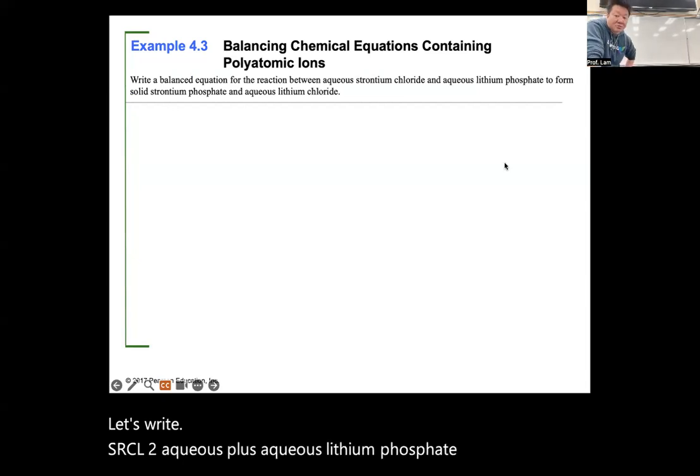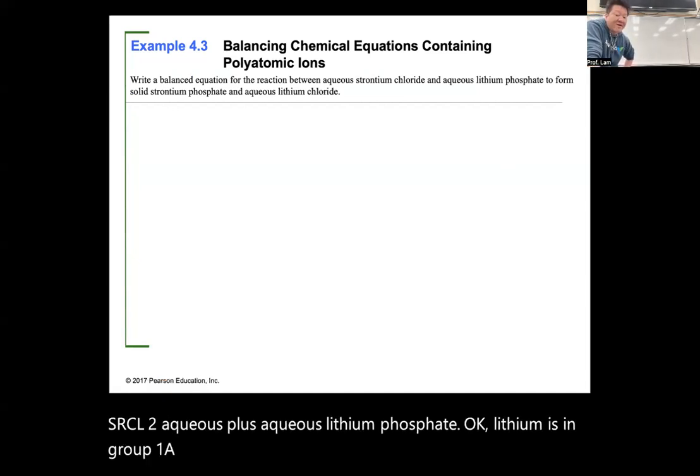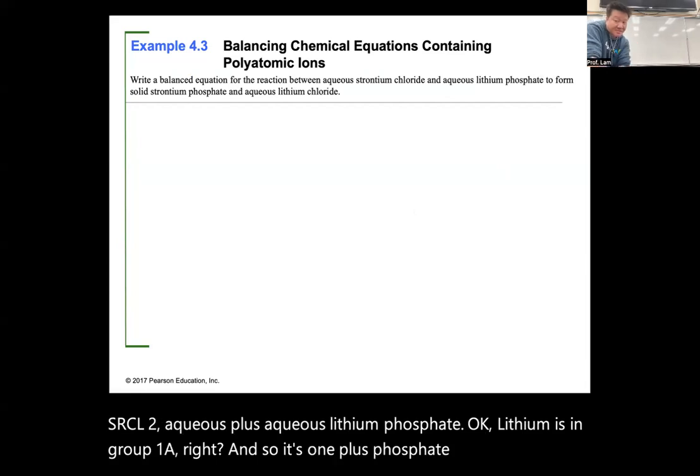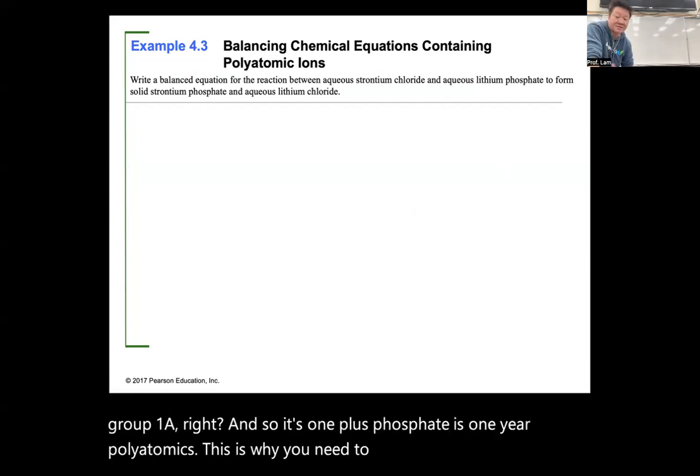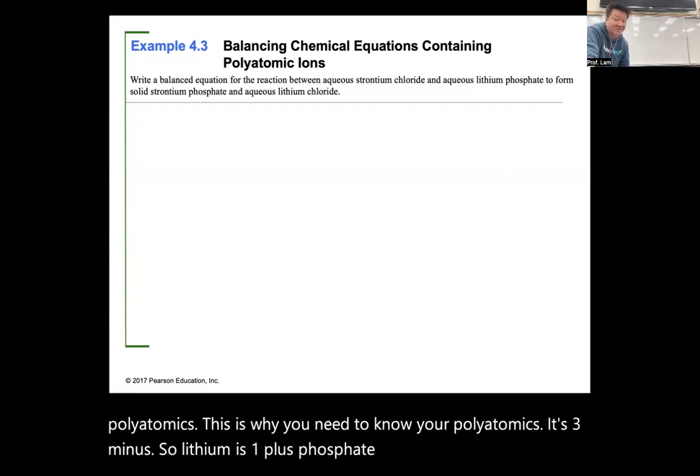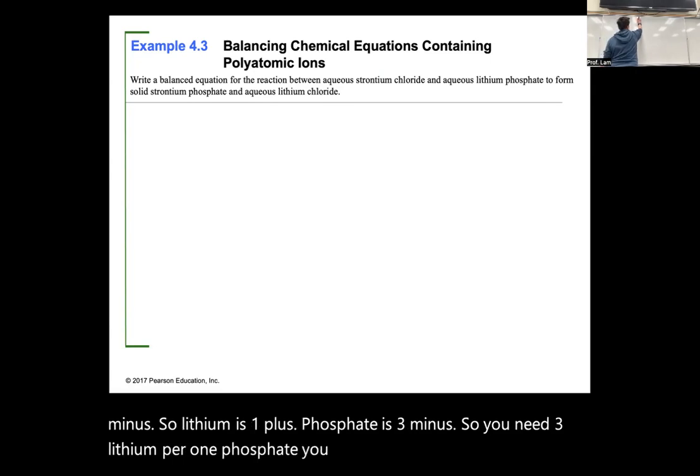Okay, lithium is in group 1A, right? So it's 1 plus. Phosphate's one of your polyatomics. This is why you need to know the polyatomics. It's 3 minus. So lithium is 1 plus, phosphate's 3 minus. So you need 3 lithiums per 1 phosphate. You write Li3, phosphate is PO4, right?